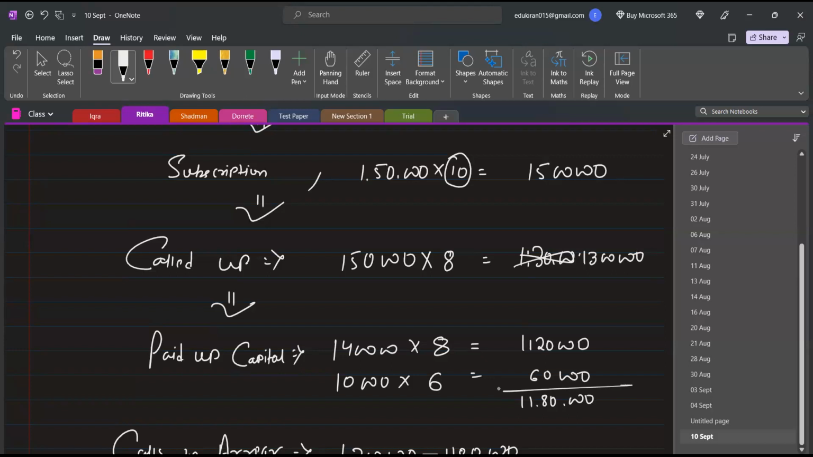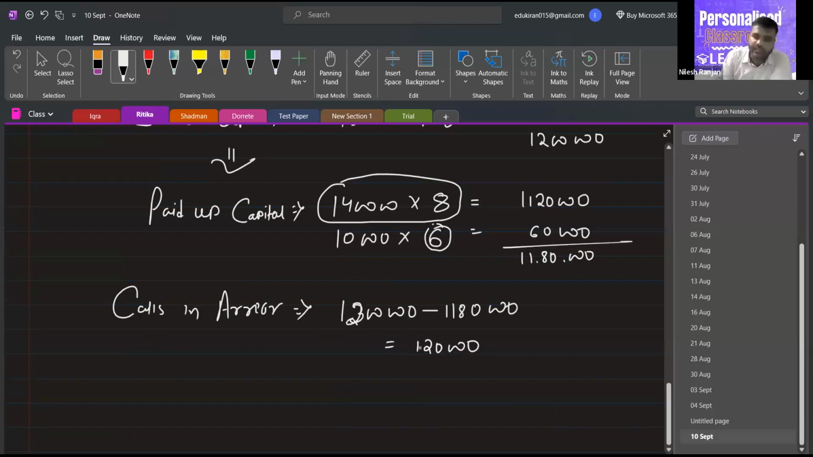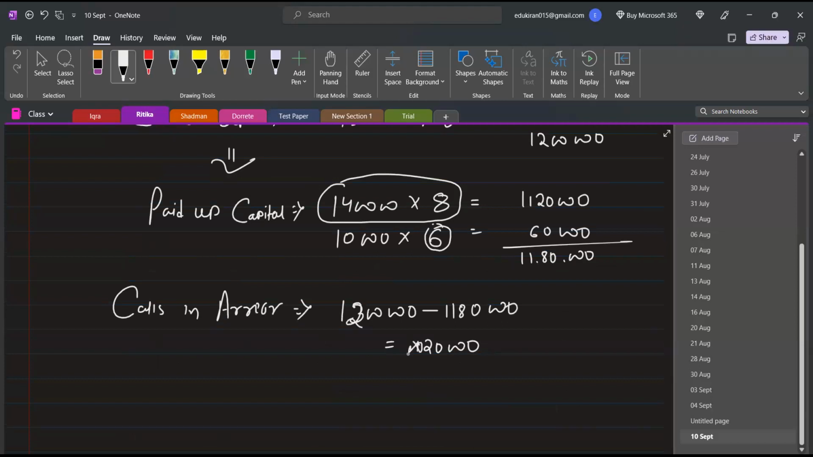Okay. So actually, we have received full money on these 1,40,000 shares, and we have received 2 rupees less on 10,000 shares. So it should be 20,000. Okay. The calculation mistake is here. Actually, it will be 12 lakh. So 12 lakh minus 11 lakh 80,000, it will be 20,000. Okay, sir. So this is our calls in arrears.